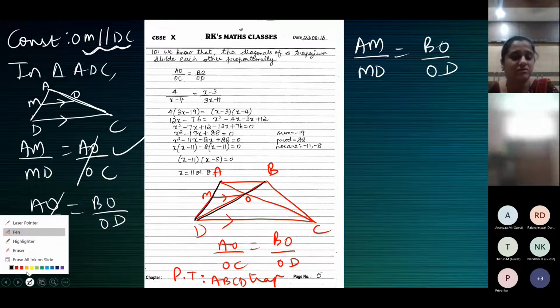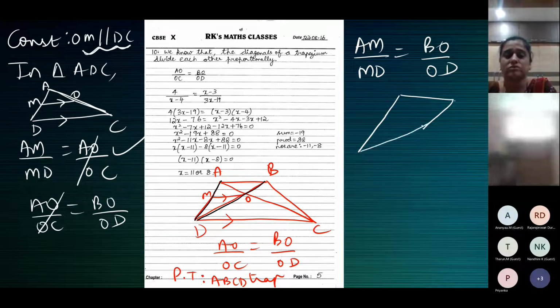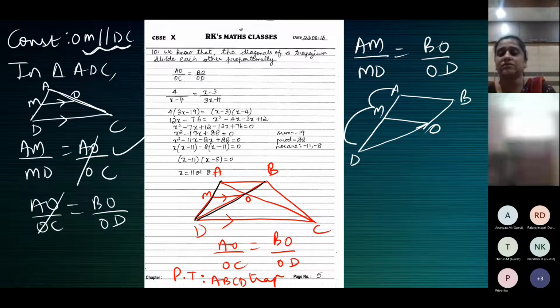So take the triangle now. AM by MD is equal to BO by OD. So this triangle, AMD, BOD. Now AM by MD is equal to BO by OD; we already have that result by comparing. So by the converse of BPT, AB is parallel to MO.